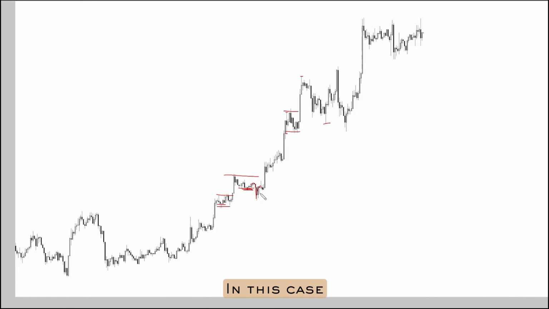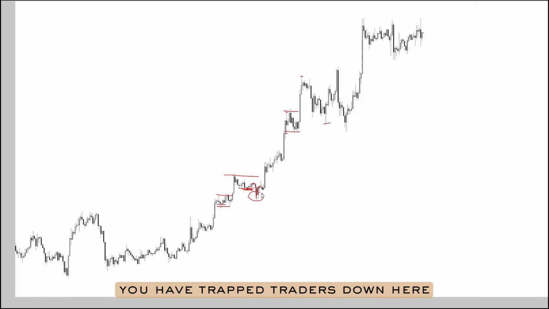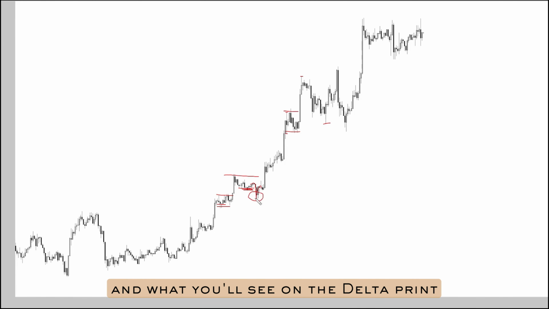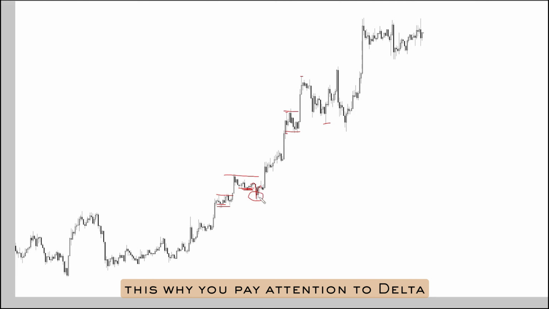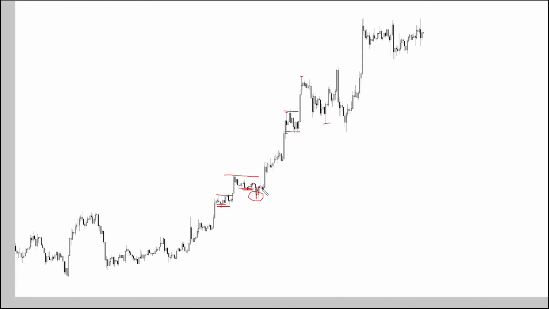In this case, you have trapped traders down here. And what you'll see on the delta print or on the volumetric based chart, when you're paying attention to order flow, is usually some selling imbalances down here. So now when we're back above that structure, this is why we pay attention to delta. When we're above this structure where we have that print in delta, that is a trapped position. So now what happens?